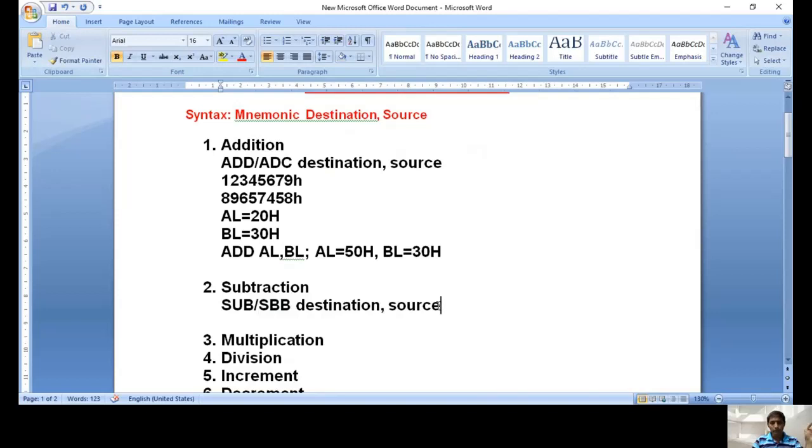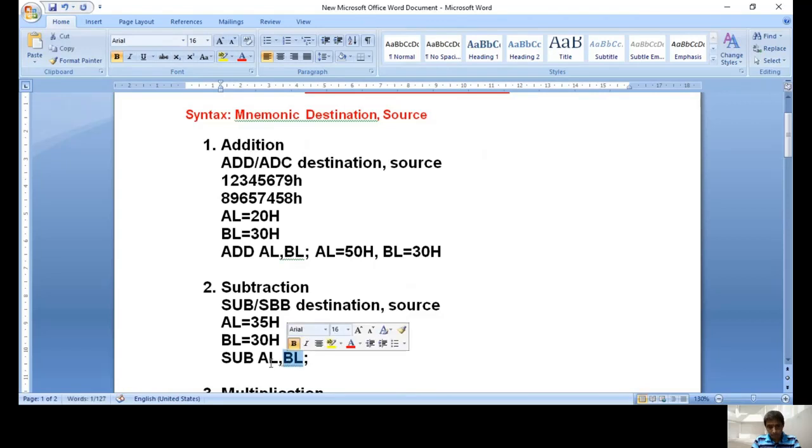Okay, right. So here subtraction is source content subtracting from destination content. For example, if you consider AL equal to 35H, BL for example equal to 30H. If you perform SUB AL, BL, then what happens? So which data is subtracting from which one? BL data is subtracting from AL. So it is simply AL minus BL, and the result is stored in AL only.